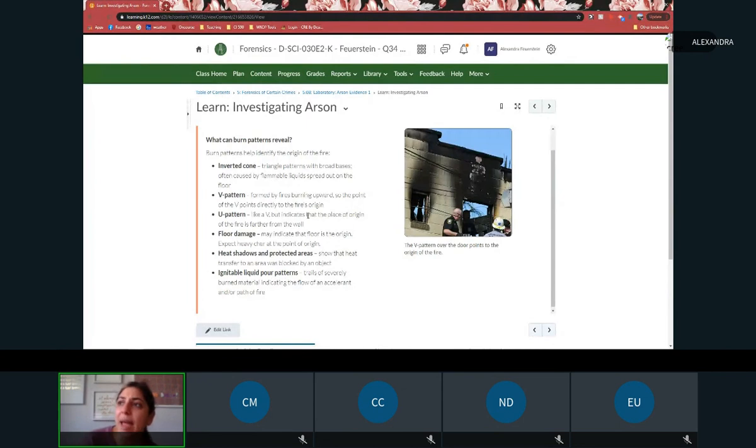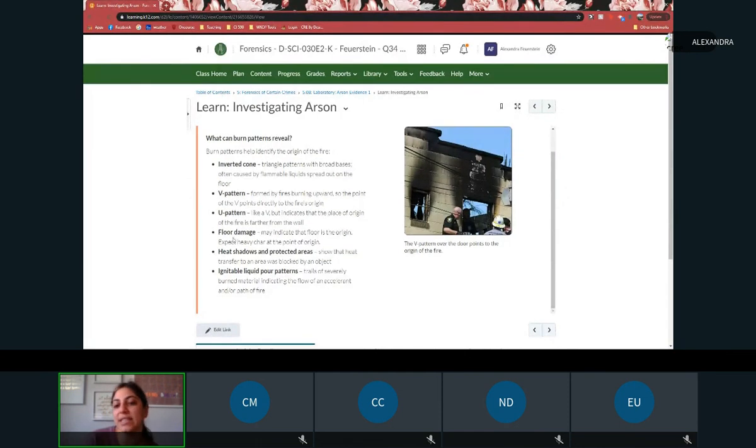We have a V pattern formed by fires burning upward. So the point of the V points directly to the fire's origin. We've got U patterns. It's like a V, but it indicates that the place of origin of the fire is farther from the wall. We have any floor damage means that the floor is the origin, so we would expect to see heavy char. We also have heat shadows in protected areas.